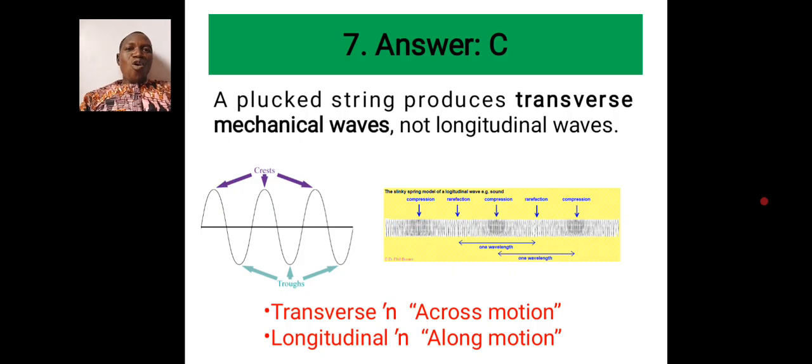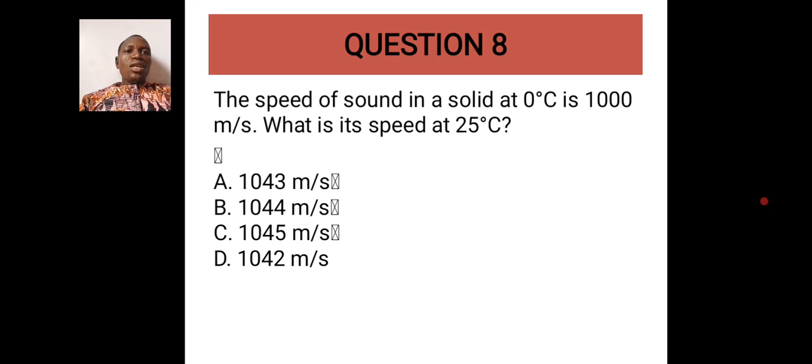Longitudinal means along, across and along. They are not the same thing. So once you can remember this, it's a simple trick for you to remember. So we go to question 8 that says the speed of a sound in a solid at 0 degrees Celsius is 1000 meters per second. What is the speed at 25 degrees Celsius?